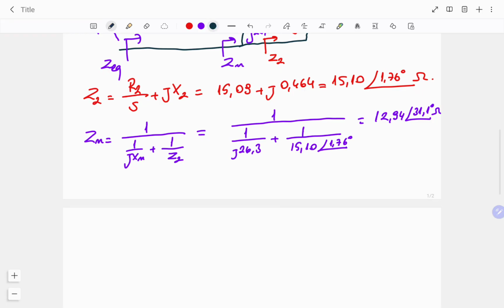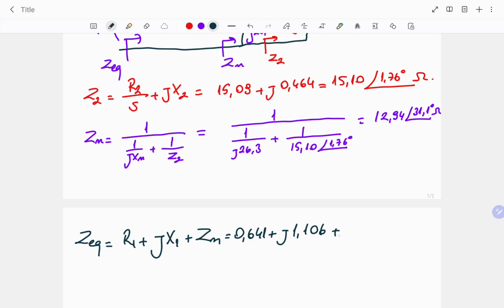For the next one, Z equivalent will be R1, X1 and ZM. According to given values, it will be 0.641, plus j1.106, plus 12.94 with 31.1 degree. And from here, Z equivalent can be calculated as 14.07 with 33.6 degree.